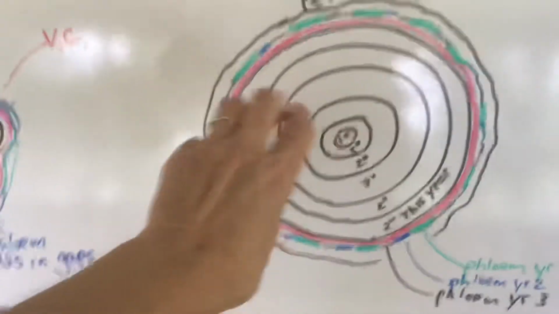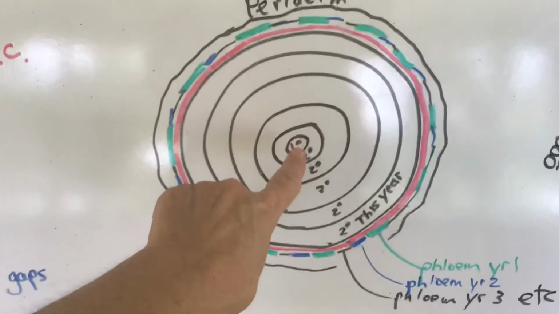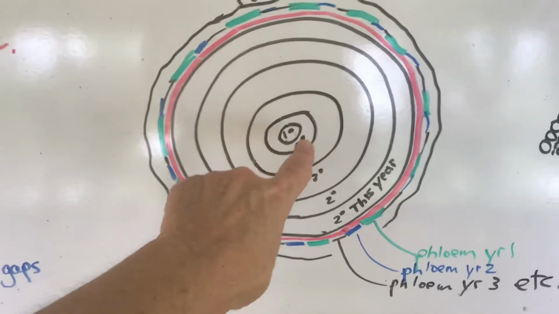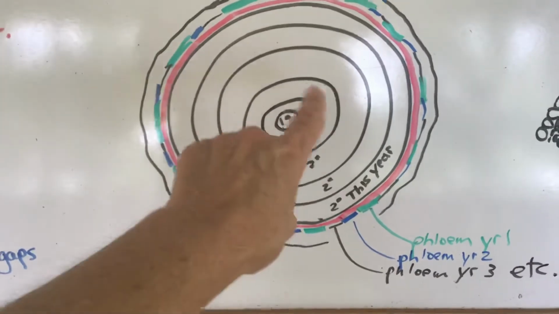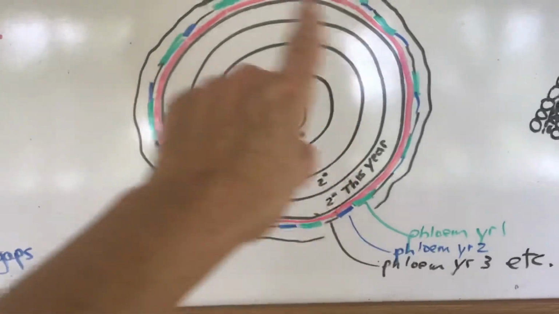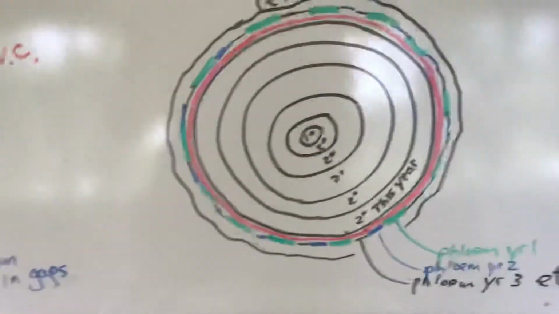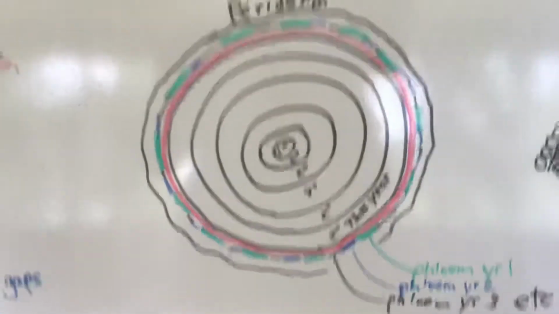Okay, so anyway, let's say this was the primary xylem. The second year was this one. The third year was this one. Fourth, fifth. So we're on the 6th year. So back to talking about xylem just a little bit.